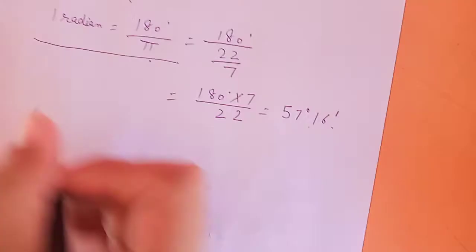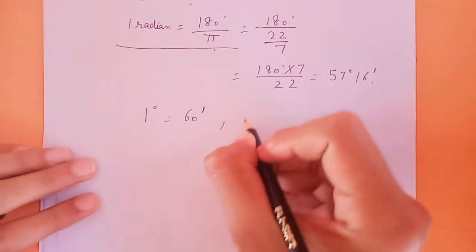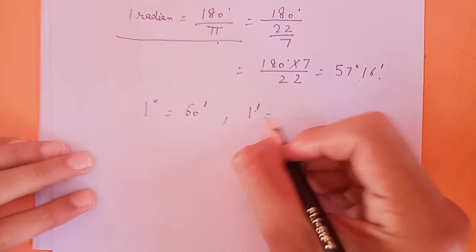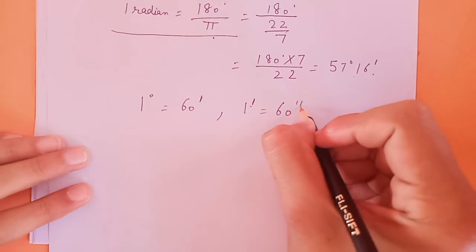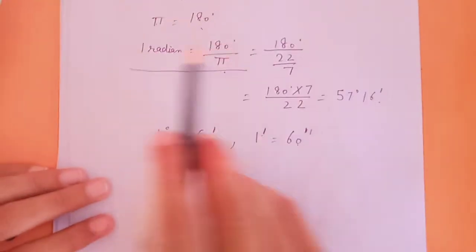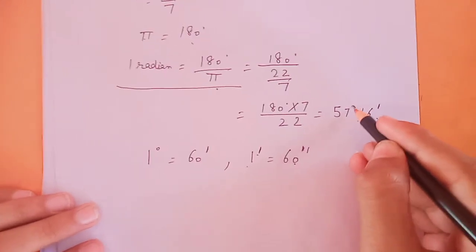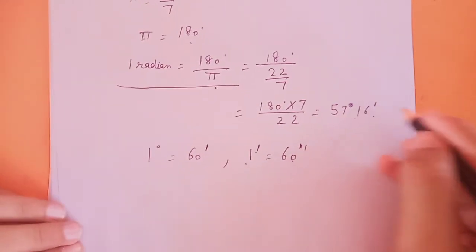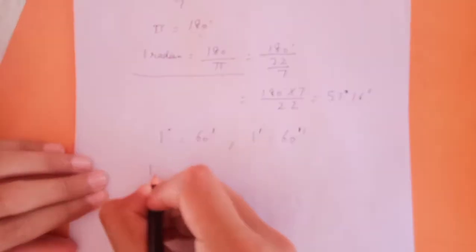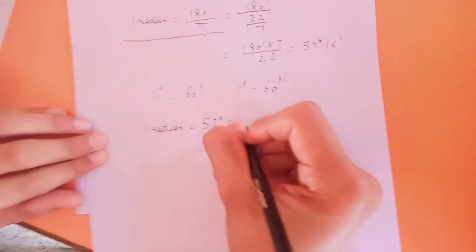These are minutes: 1 degree is equal to 60 minutes, and this is the symbol of minute. If you use a single dash, it is minutes, and if you use a double dash, these are seconds, and 1 minute is equal to 60 seconds. Now if we want to change radians into degrees, we not only write degrees, we can further extend it to minutes and seconds. Now we have come to know that 1 radian is equal to 57 degrees and 16 minutes.